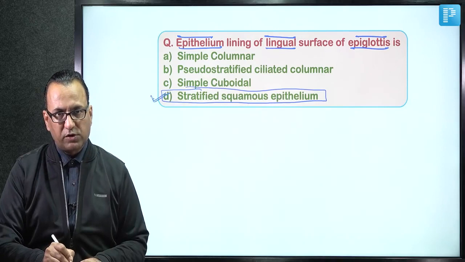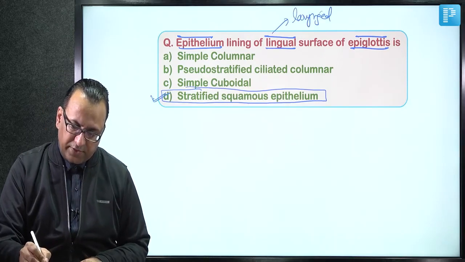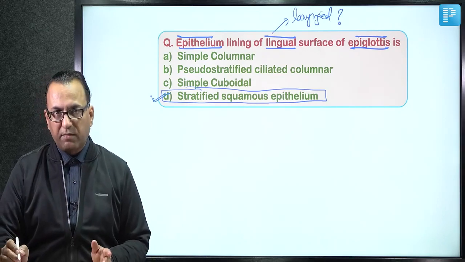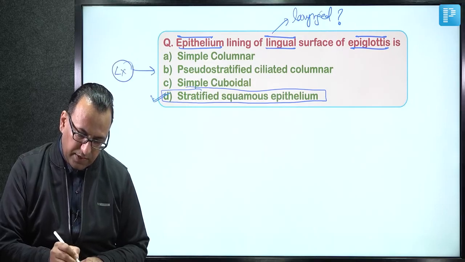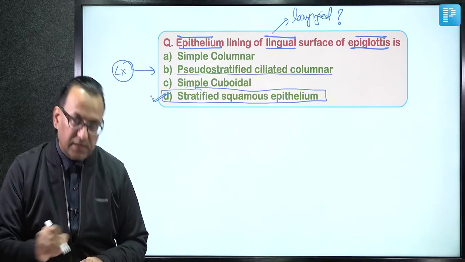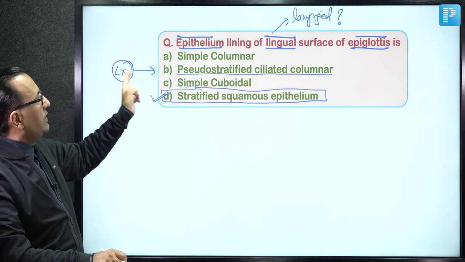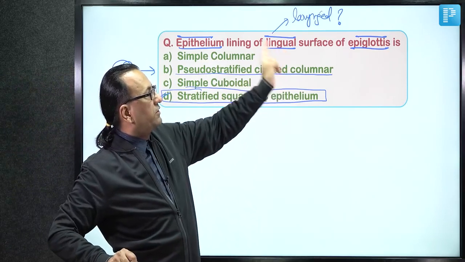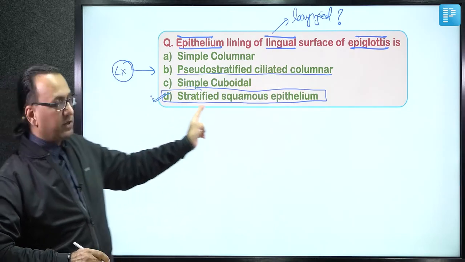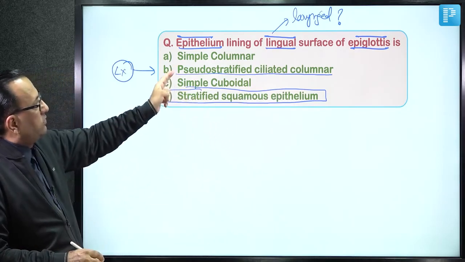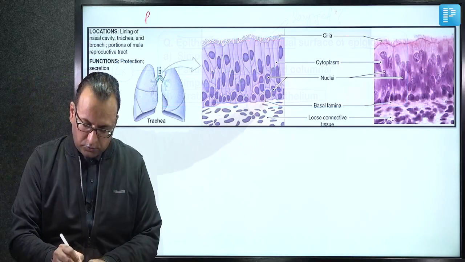And what if the question was changed and instead of lingual, they mentioned the laryngeal surface? If it is the laryngeal surface, then it is the laryngeal epithelium or respiratory epithelium, which is choice number B. The pseudostratified ciliated columnar epithelium is the respiratory epithelium. You'll find it in the larynx and even the laryngeal surface of the epiglottis. But since the question is lingual here, the tongue surface, keep your answer as choice number D. And now let us move on to look at some features of respiratory epithelium in the next diagram.